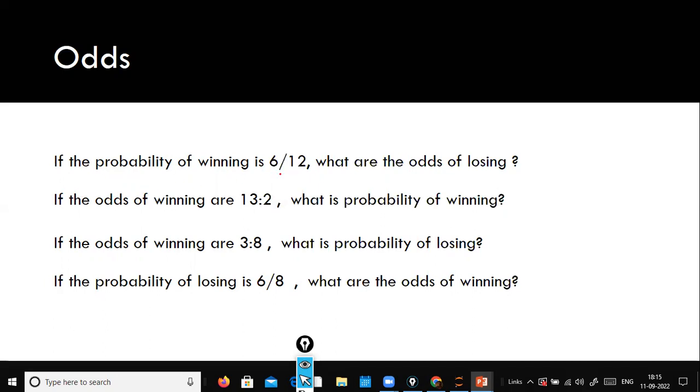If the probability of winning is 6/12, what are the odds of losing? Here, the total number of possibilities is 12. Out of 12, there are 6 chances that a person can win. If the probability of winning is 6/12, what are the odds of losing?